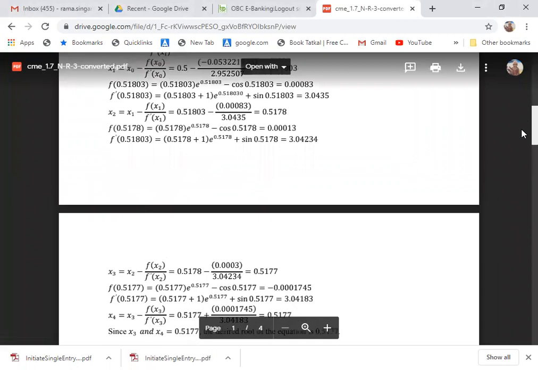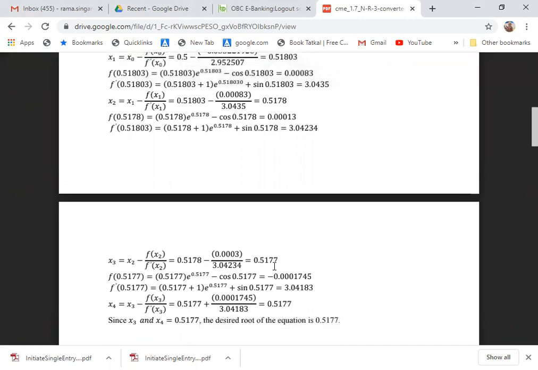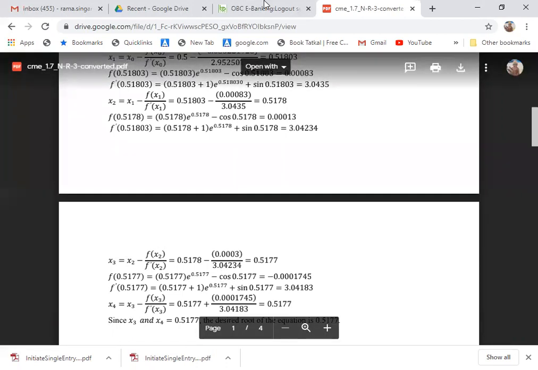But we are still continuing using this second approximation. We will generate the third approximation. The third approximation is obtained as 0.5177. You can compare this value with the previous iteration. The previous iteration value is obtained as 0.5178. x2 and x3 are the same up to 3 decimal place accuracy.